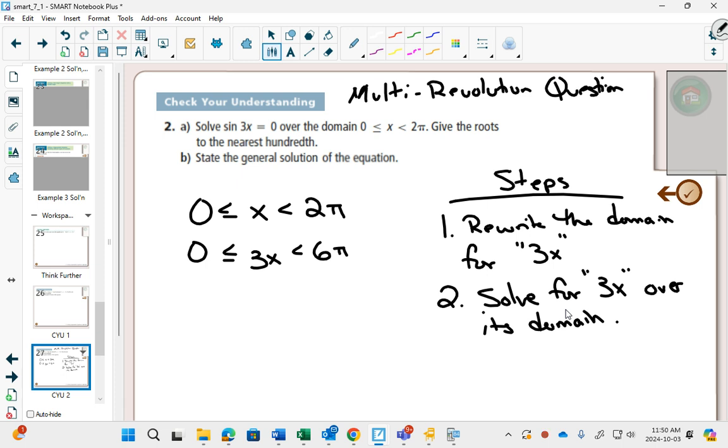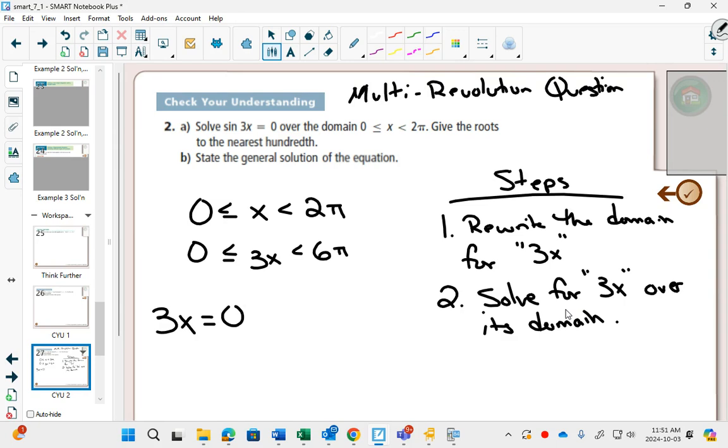Next, you're going to solve for 3x over its domain. In other words, if this was just a theta, could you just solve for theta? You would write theta equals. So if I was just solving for 3x, I would write 3x equals. Well, when is sine equal to 0 on your unit circle? Is your y coordinate 0? Yes, that's the axis family. When is sine equal to 0? Looking for your y coordinate. Is it at 0? Okay, it's at 0.